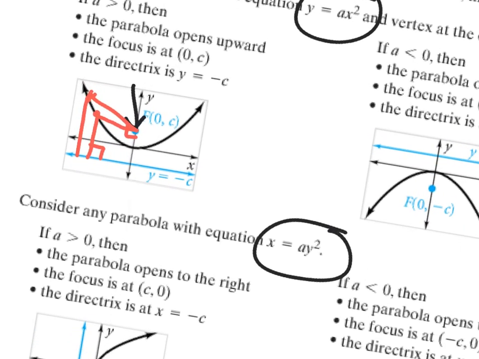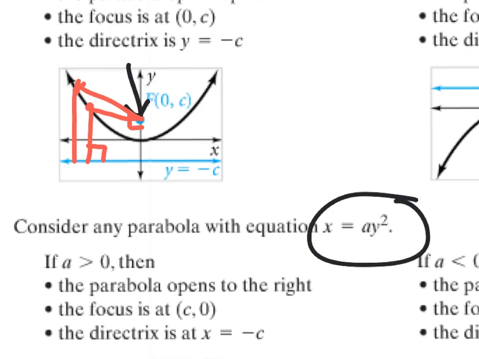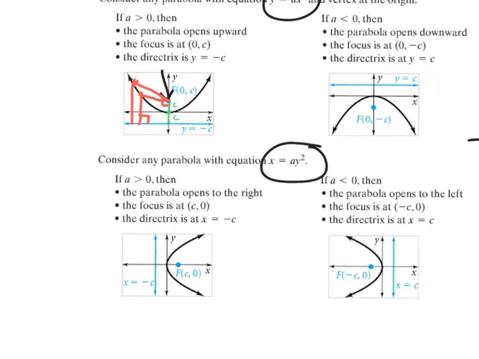So if you notice, this is kind of messy, but the distance from the focus to the vertex is going to be the same as the distance from the vertex to the directrix. So this distance is C. So the focus is an ordered pair, 0, C. C is this distance, and the directrix in this case is going to be a horizontal line. The directrix will be a horizontal line if your parabola opens up and down. The directrix is going to be a vertical line if your parabola is opening side to side.